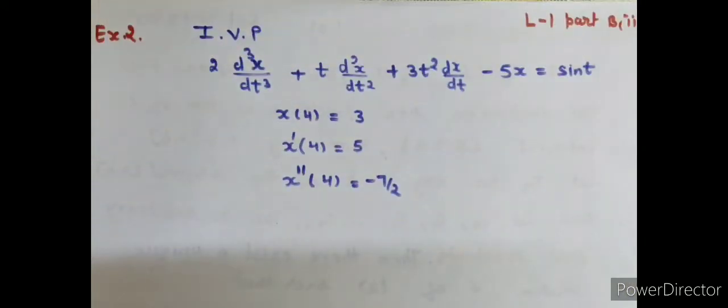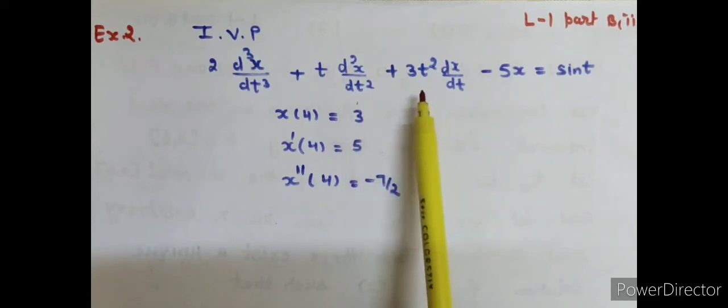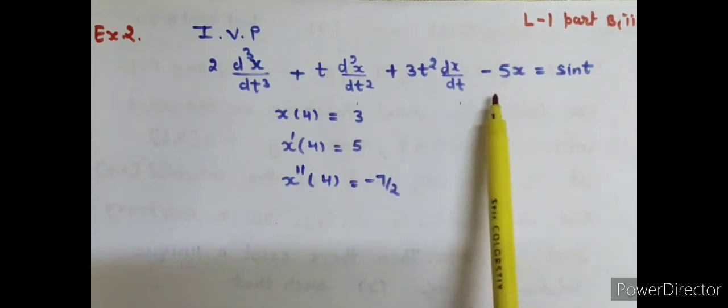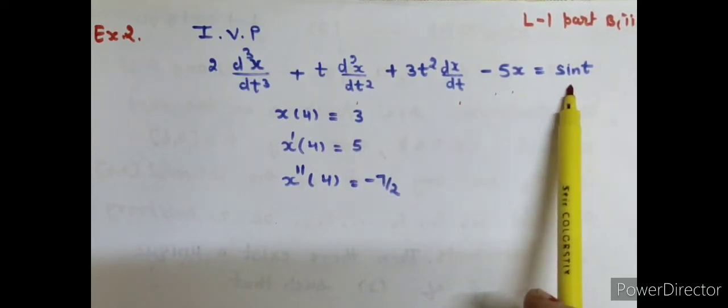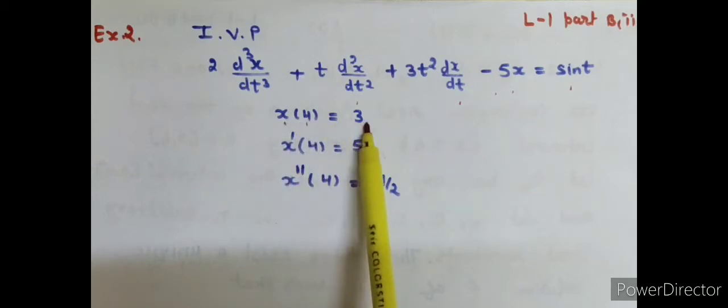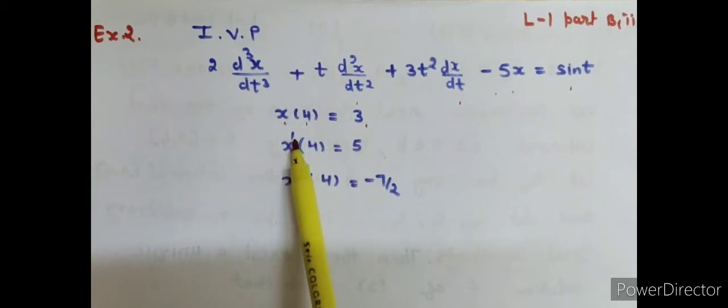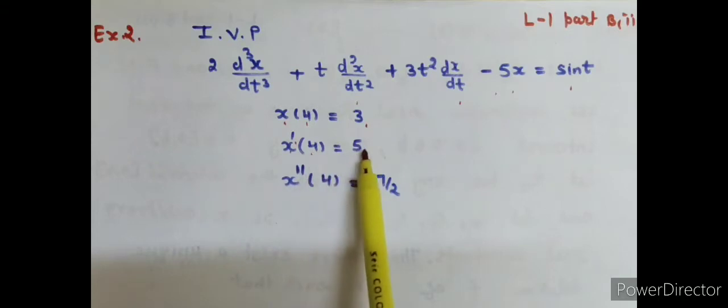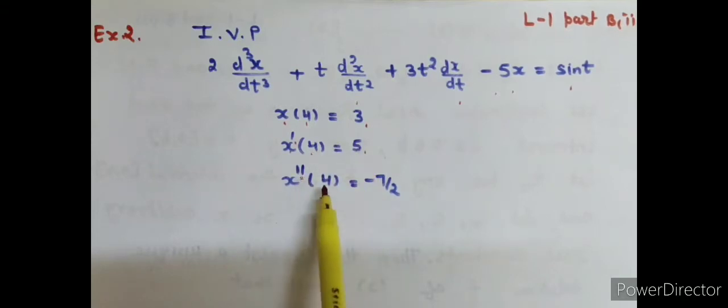Here the initial value problem is given by 2 d cube x by dt cube plus t d square x by dt square plus 3t square dx by dt minus 5x is equal to sine of t. The initial conditions are: x at 4 is equal to 3, x dash at 4 is equal to 5, and x double dash at 4 is minus 7 by 2.